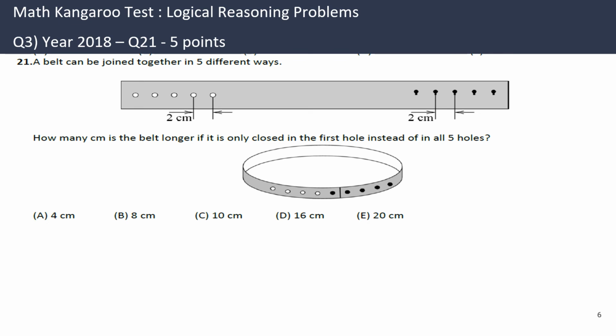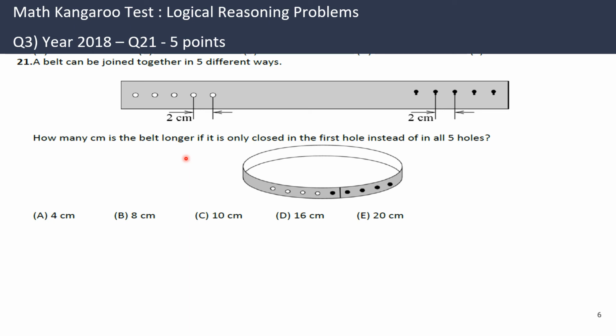Question 21, year 2018. This question carries 5 points. A belt can be joined together in 5 different ways. How many centimeters is the belt longer if it is only closed in the first hole instead of in all 5 holes? They have given us this belt. They have shown us how the belt was secured. Now let's simplify the question. It asks us how many centimeters longer the belt is. It's asking how many centimeters the belt became longer because of the way it was secured.